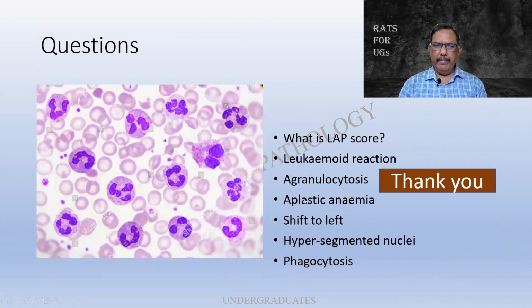Now, what are the questions that can be asked? Look at the neutrophils over here. This probably can be an eosinophil. You can appreciate the difference. What is the lab score? What is the leukemoid reaction? What is agranulocytosis? This is also a university question. I had given it in my text. Go back and read. Aplastic anemia, it has been asked 200 times. No cells will be seen. Shift to left. That means immature cells will be present. Hypersegmented nuclei can be seen in a case of megaloblastic anemia. And phagocytosis, what is the importance of the defects in phagocytosis? Is again a university question. Kindly go back to it.